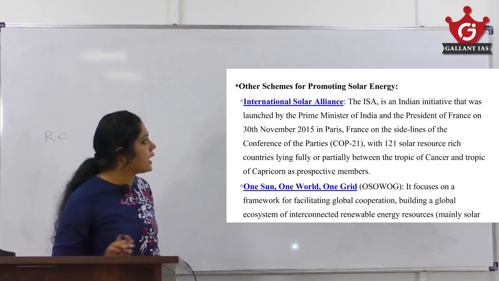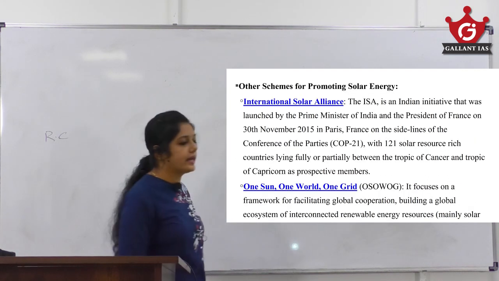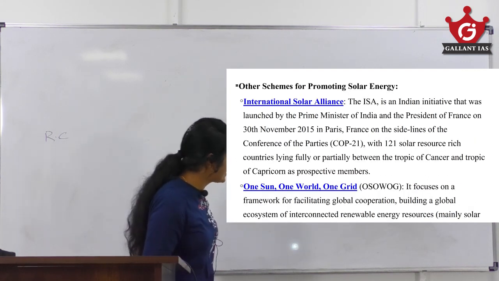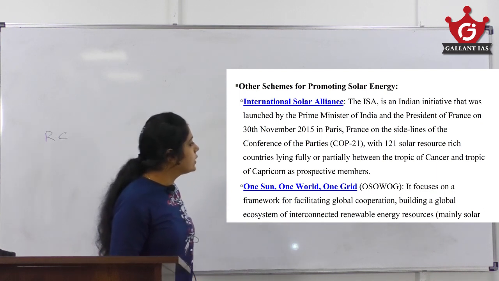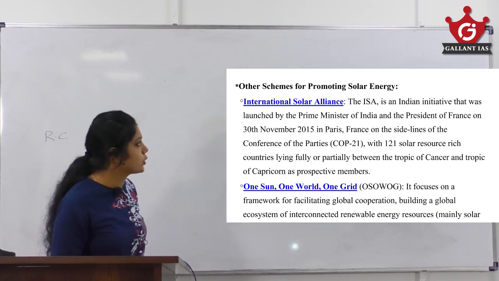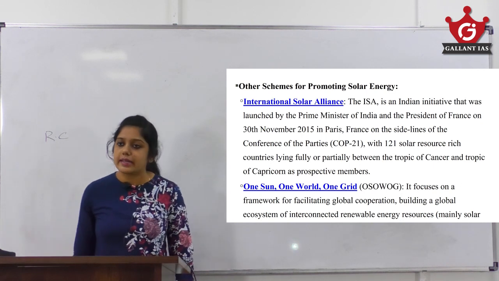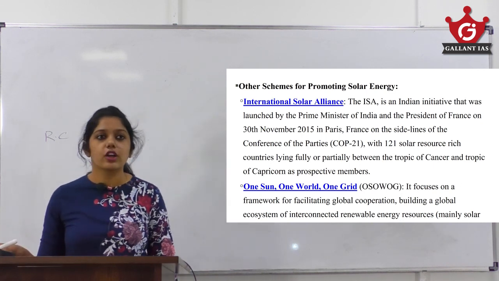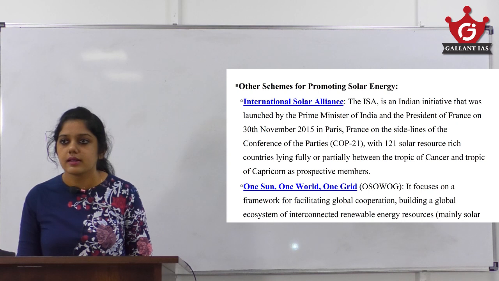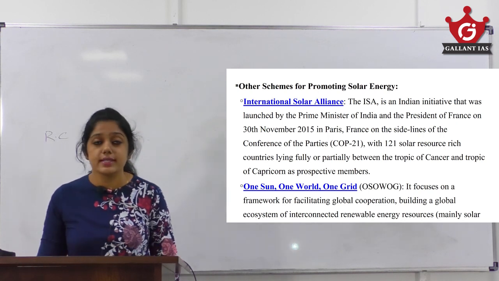I have included other important schemes related to solar energy. One is International Solar Alliance. Second is One Sun, One World, One Grid Initiative. Third is National Solar Mission. So International Solar Alliance, you may be knowing. Where is the headquarters of International Solar Alliance? Gurugram. Very good. It is in Gurugram.